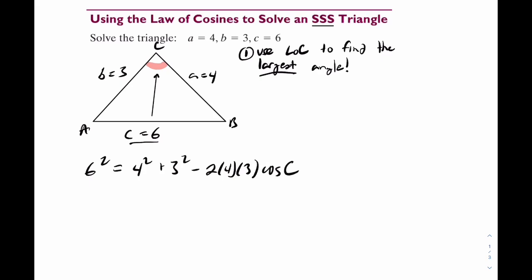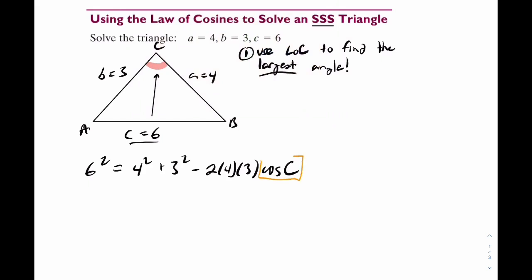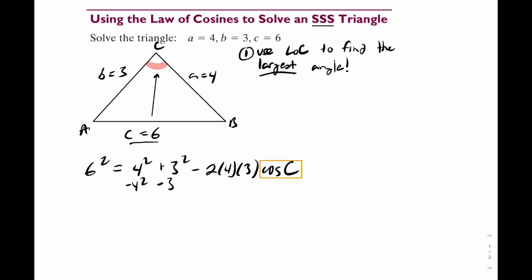C. Now from here, we're going to have a calculator for a question like this, so we're going to use algebra, meaning don't do arithmetic. I'm going to put a box around this. Imagine we solve for this box. The first thing we're going to do is subtract 4 squared and 3 squared. So 6 squared minus 4 squared minus 3 squared is equal to negative 2 times 4 times 3, and then cosine C. And again, imagine you have a box right there.